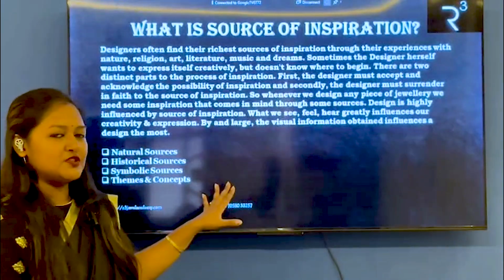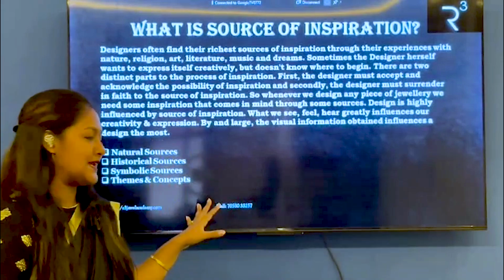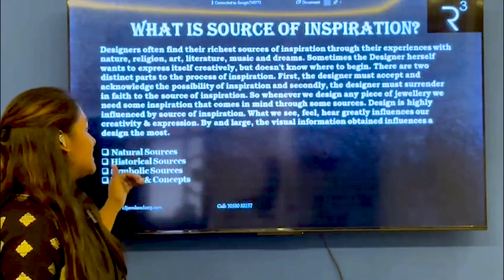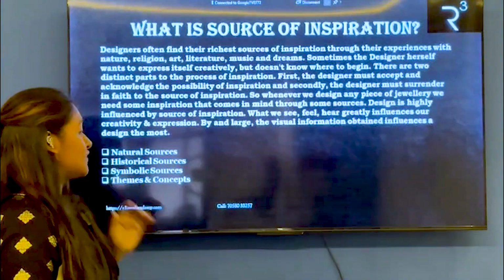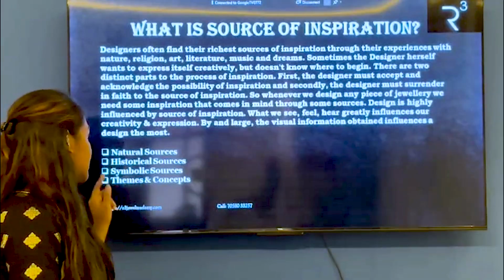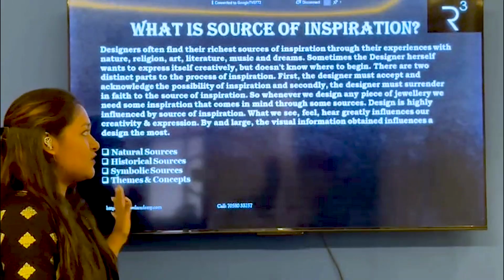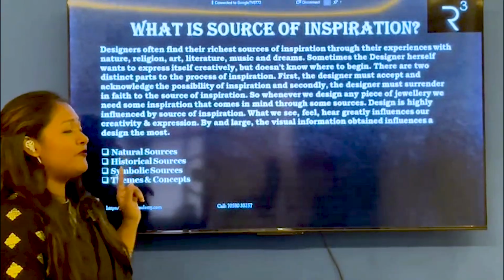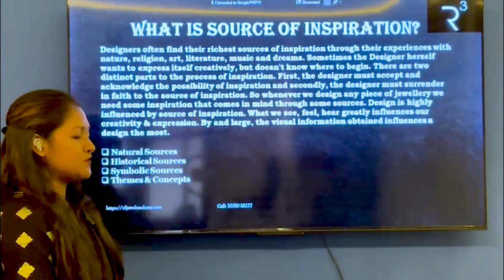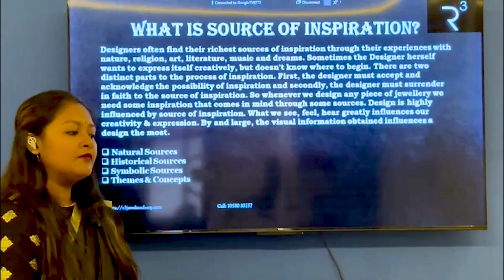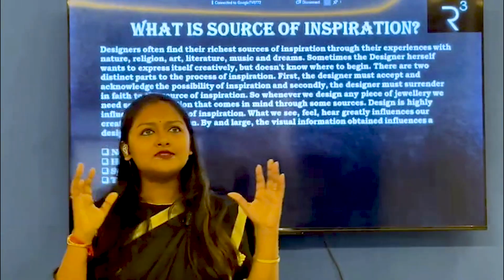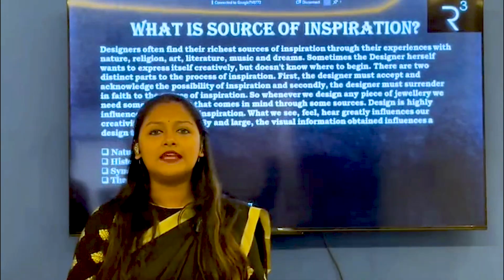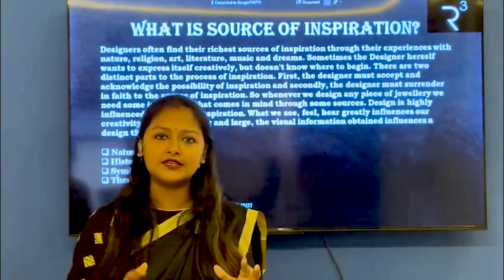Now, this is the source of inspiration for manual jewelry designing. We have four different types of sources of inspiration: natural source, historical source, symbolic, and themes and concepts. First, let's visit the natural source. What is natural source? Natural source is when we absorb anything from nature. Nature is a hub of design.